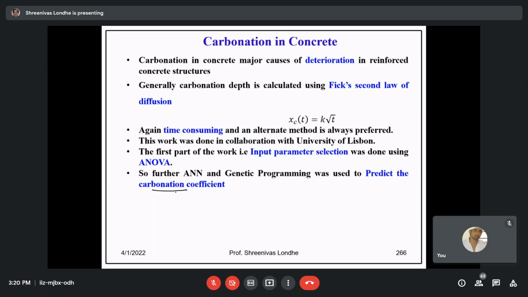Actually, this work is also very important because till this paper was published in 2021, there was no work, to the knowledge of the authors, in which any particular tool was used to predict the carbonation coefficient. Only carbonation depth was done, but carbonation coefficient was not predicted, so this particular work was very important.